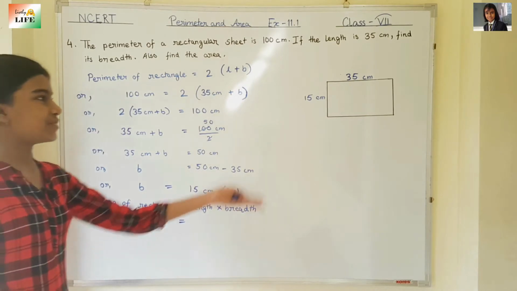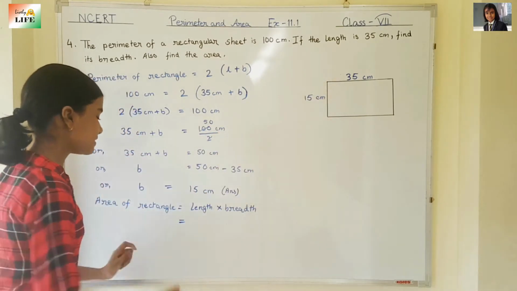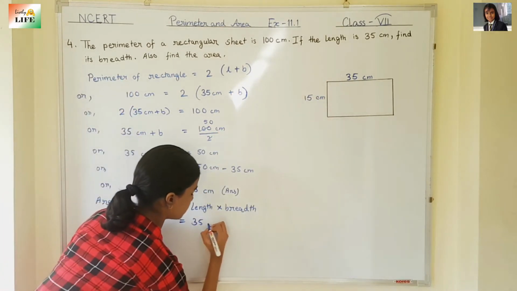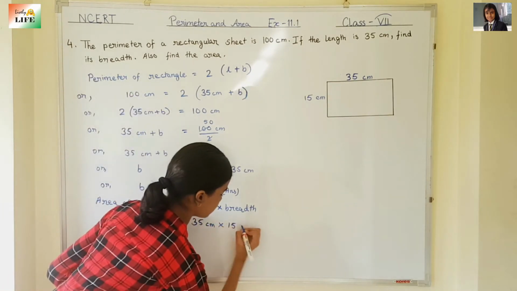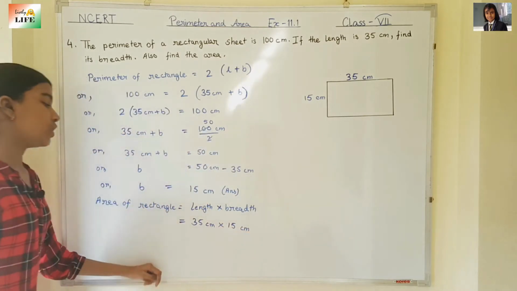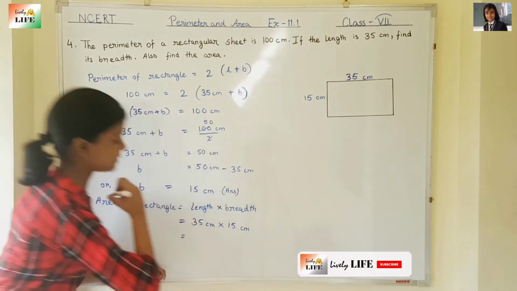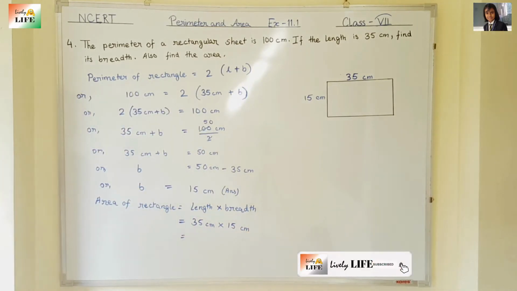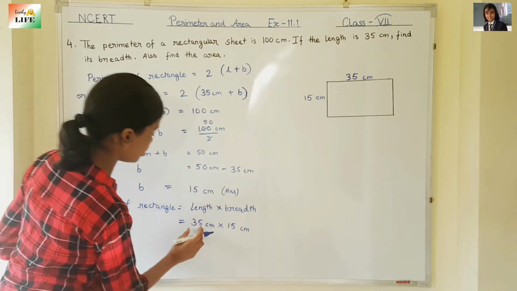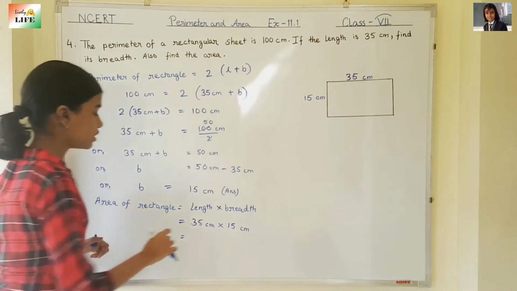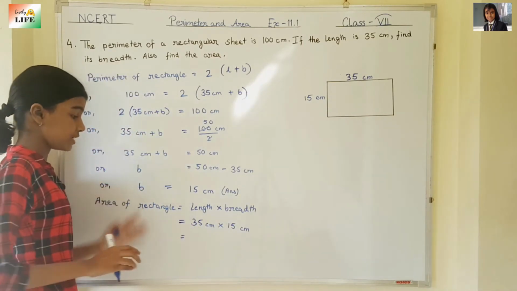So what is the length? We already know the length and breadth. Length is 35 centimeter and the breadth is 15 centimeter. So we need to multiply 35 centimeter and 15 centimeter. So we need to multiply 35 into 15, right? 35 and 15.